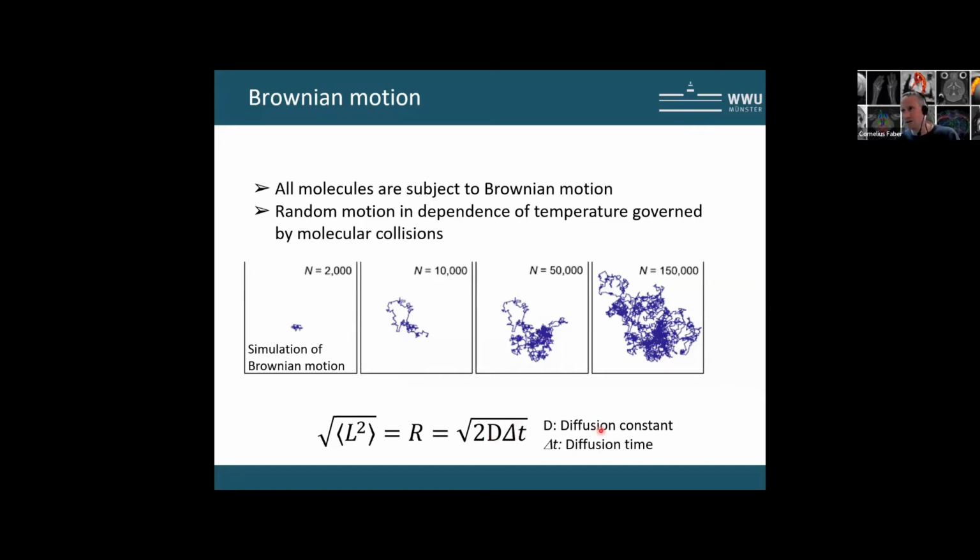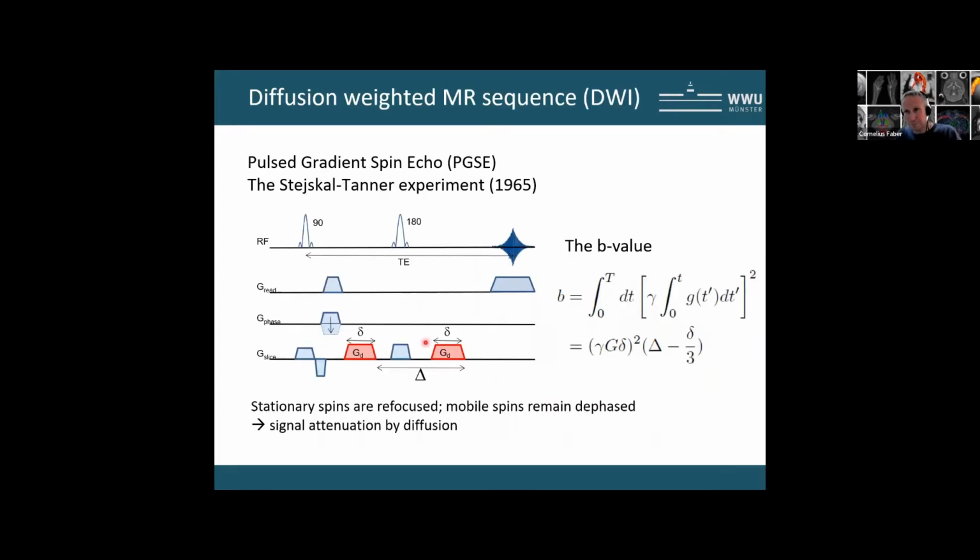And the diffusion constant is quite important. It's a physical constant. We will come back to that in a minute. Okay, now, how can we measure diffusion with MRI? This is actually a rather old experiment. It goes back to 1965.